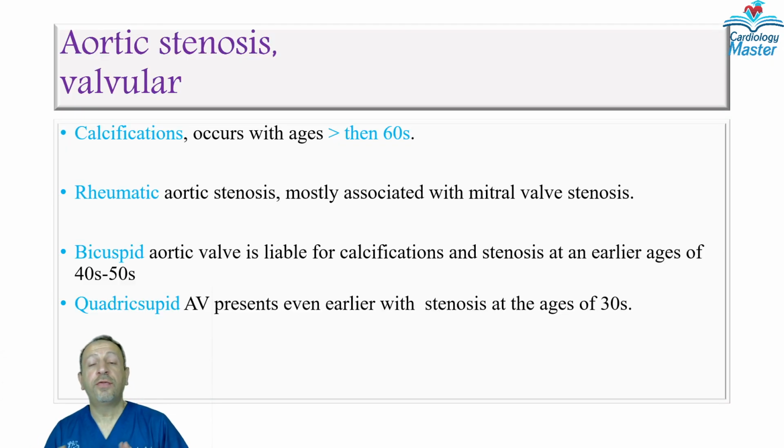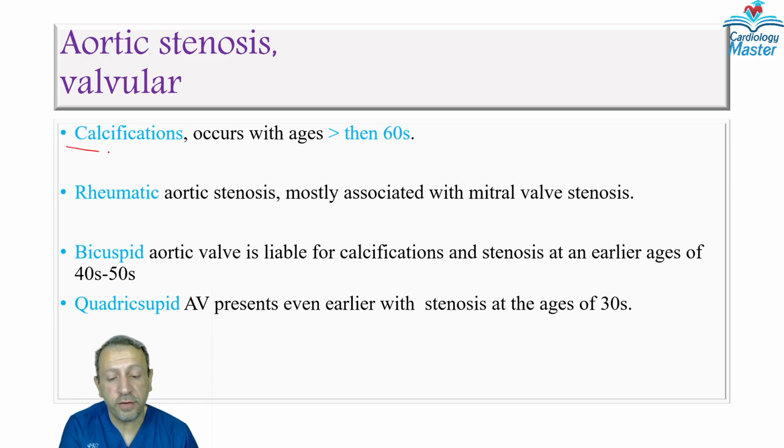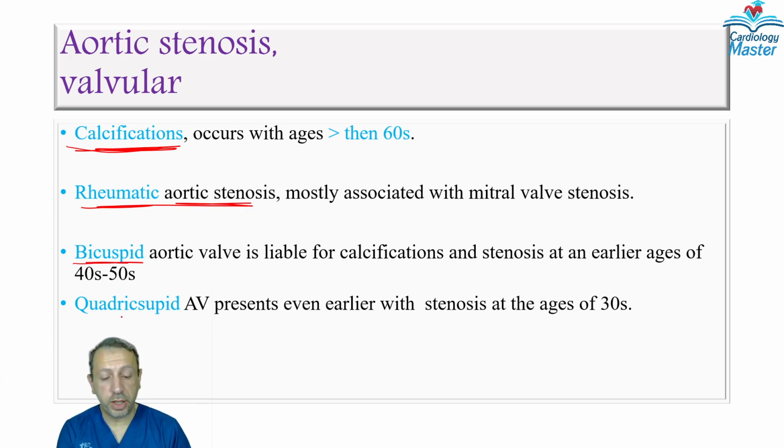Regarding the causes at the valvular level, what affects the leaflets of the aortic valve is called the valvular causes, and you need to be aware of four major causes, which are progressive calcifications, which is the most common, rheumatic aortic stenosis, bicuspid aortic valve pathology, and very rare is the quadricuspid pathology.